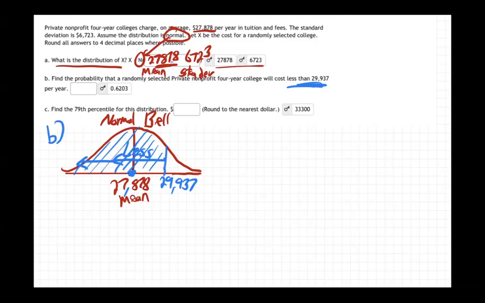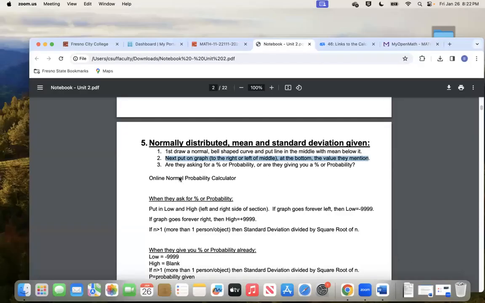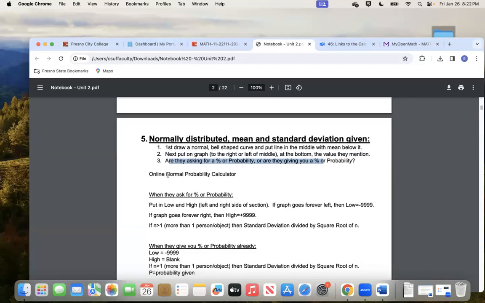Well, let's go back again to our notes. Look what it says. Now, are they asking for a percentage or probability? Or are they giving you a percent? Well, it said right at the beginning of part B, find the probability. Okay. So first of all, what are we going to use? The online normal probability calculator. We're going to go there. And they're asking for a probability.